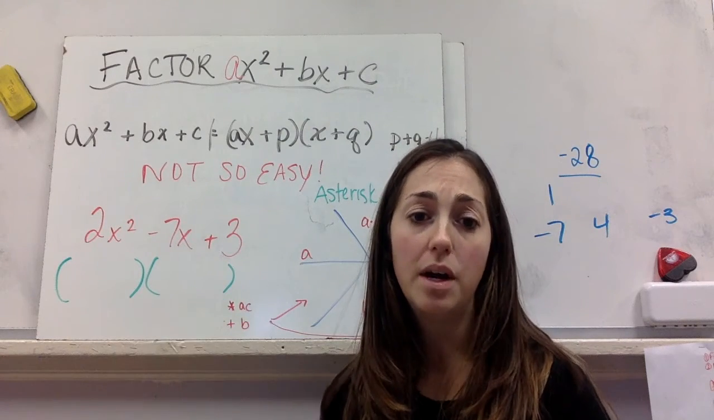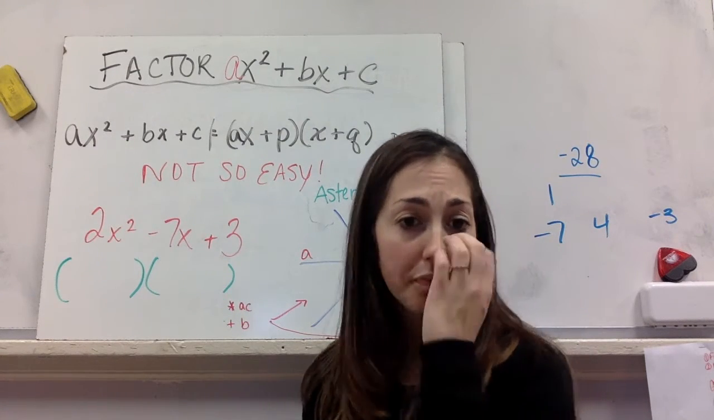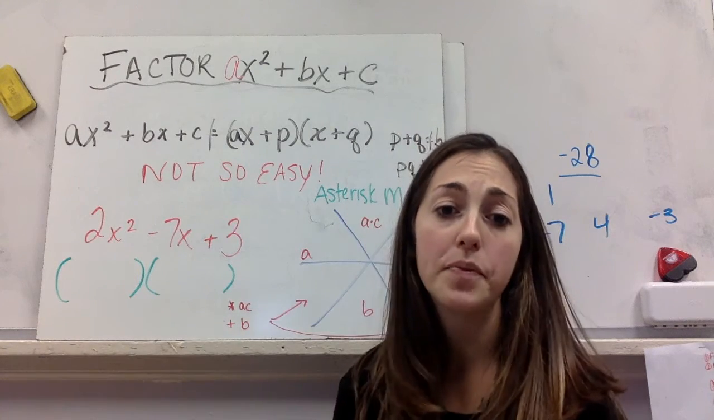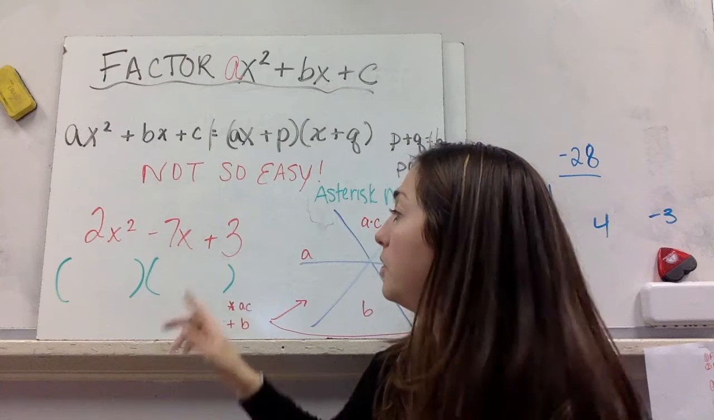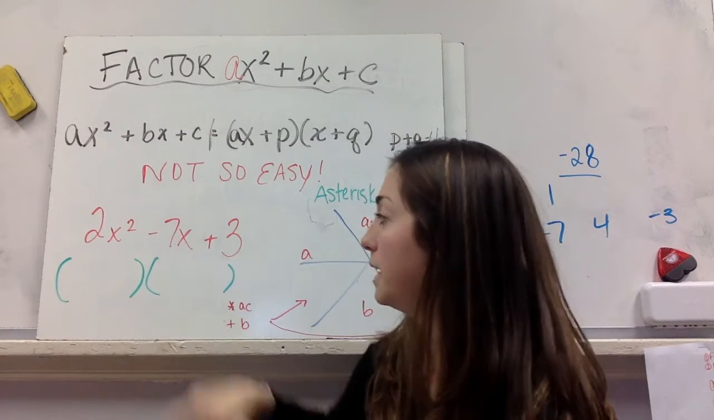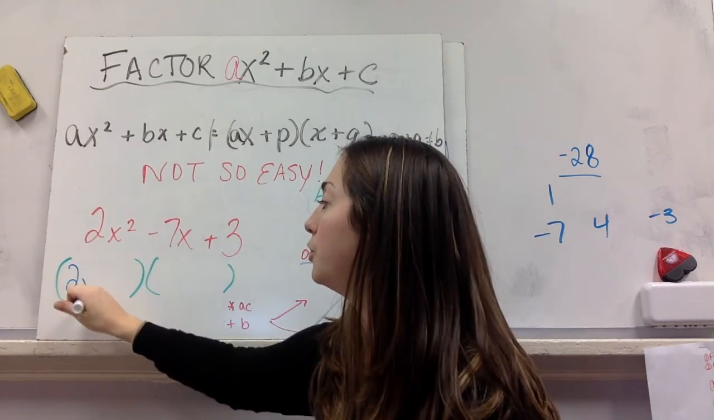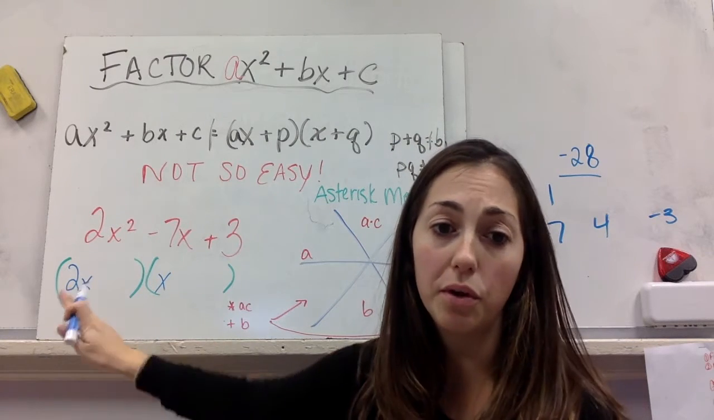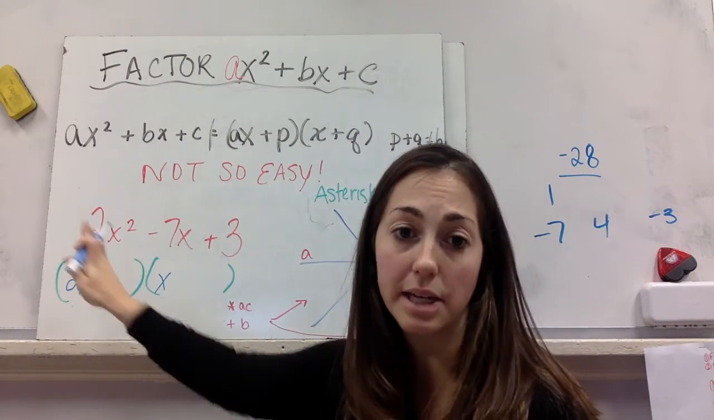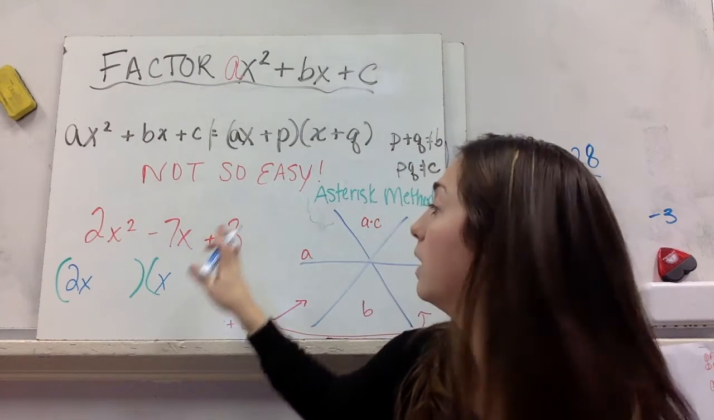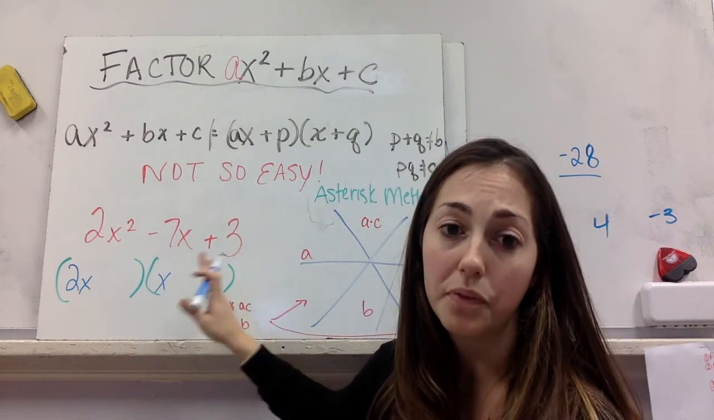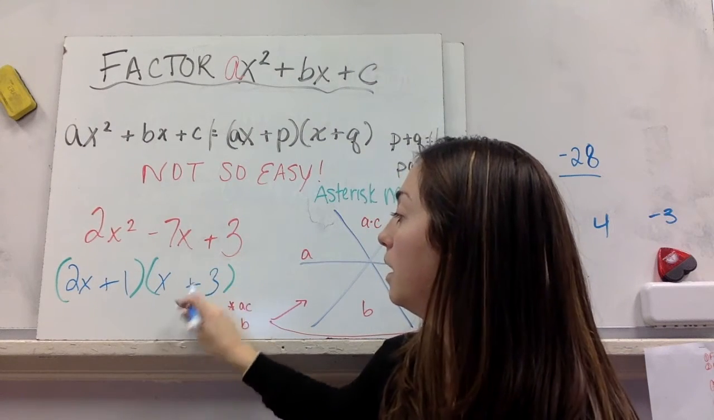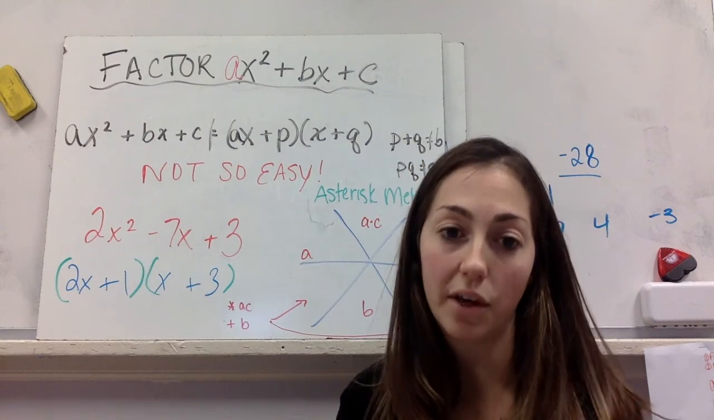Write this down, and now our a value is 2. It's not 1. So we have to figure out what to multiply, right? We have to think what we should put in each category. Like say we do put 2x here and an x here. Well, we know the first term is 2x times x, that is 2x squared. And we know our last term has to be a 3, right? So it's got to be maybe positive 1 times positive 3. But we somehow have to add up to this value too.